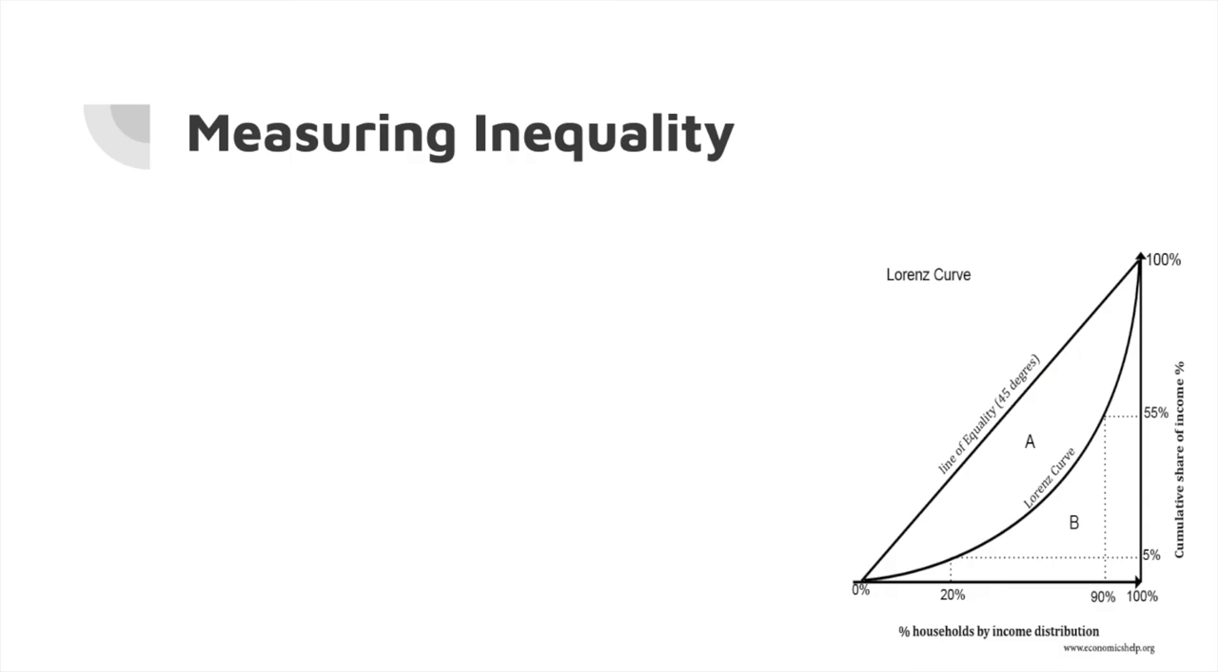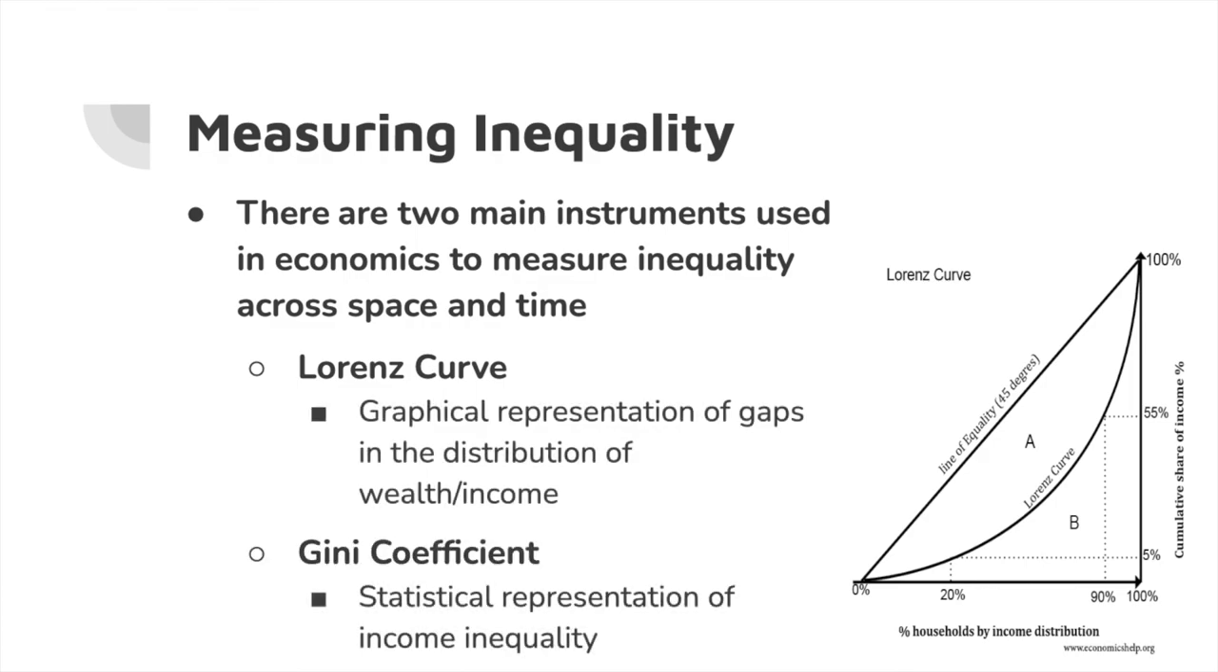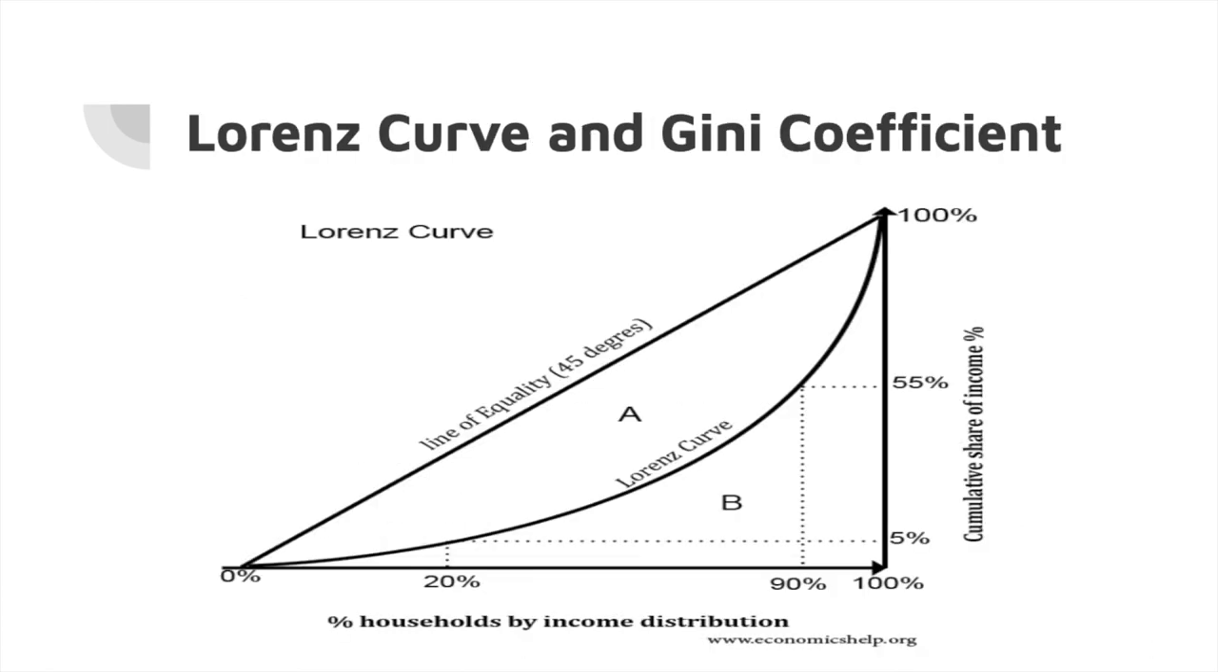We measure this essentially in two ways in economics. One is through the Lorenz curve. Two is through the Gini coefficient, which is a statistical representation. The Lorenz curve is a graph, and you can see it here. The line in the middle, that's 45 degrees, is the line of equality. It is measuring a perfect distribution of income. So basically, the farther out we get from that, the more inequality there is in this society.